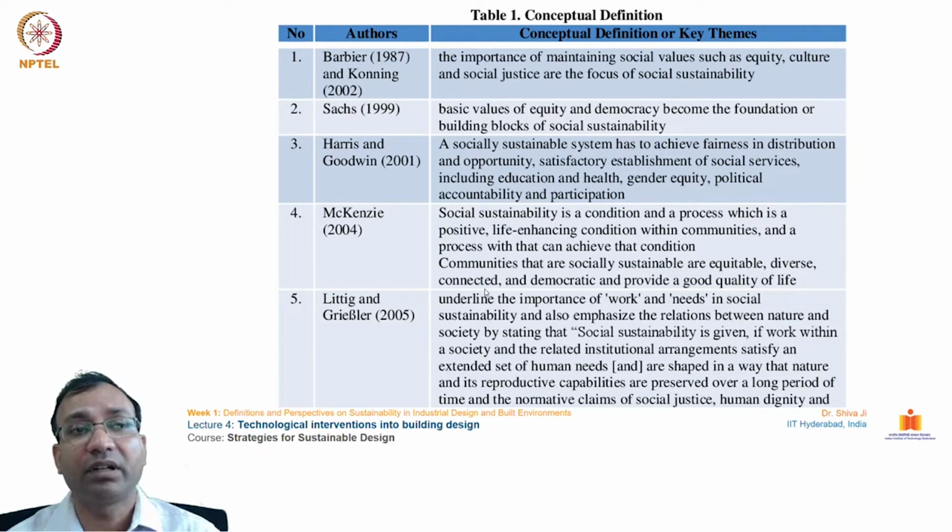The next one is from McKinsey 2004. Social sustainability is a condition and a process which is a positive life-enhancing condition within communities, and a process that can achieve that condition. Communities that are socially sustainable are equitable, diverse, connected and democratic, and provide a good quality of life. So it talks here about a good quality of life. What is a good quality of life, and what are the traits and features through which a good quality of life can be attained?